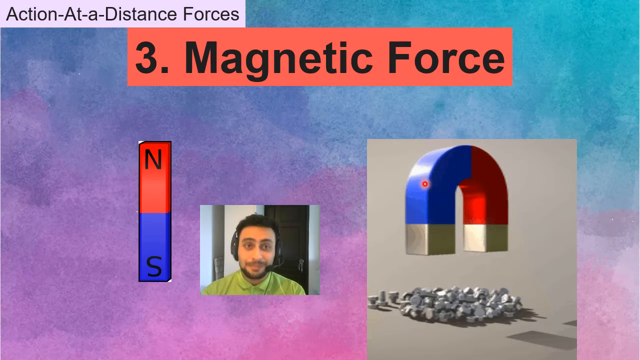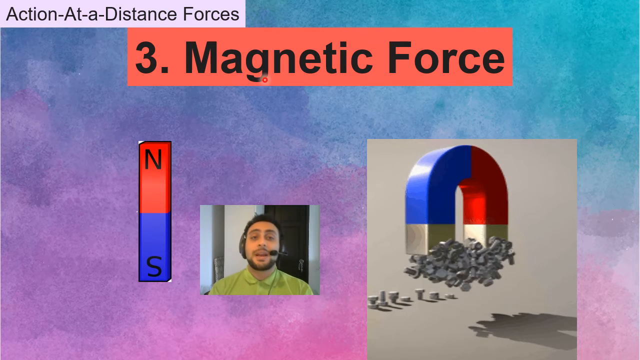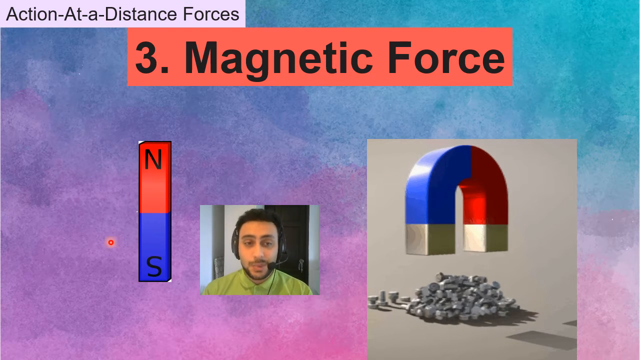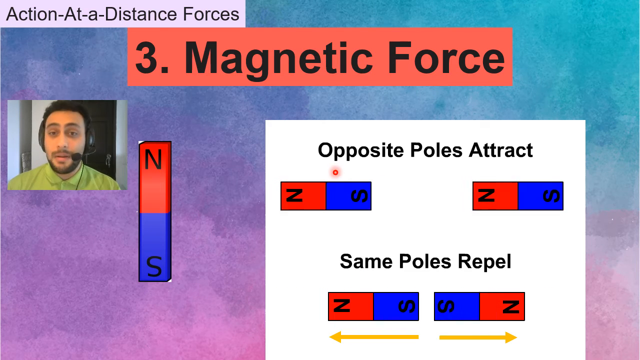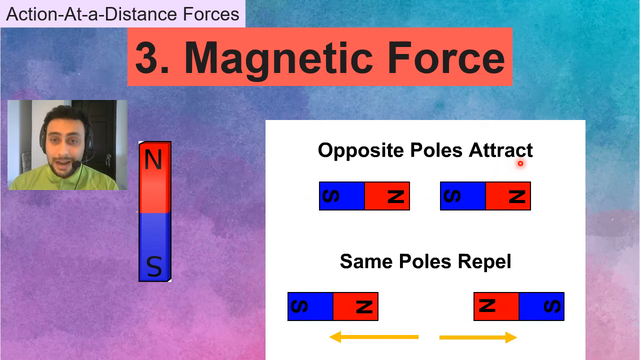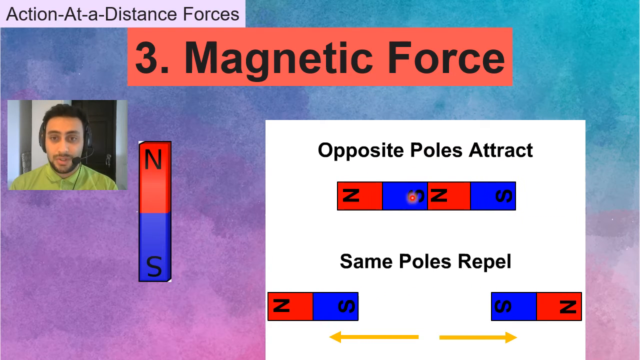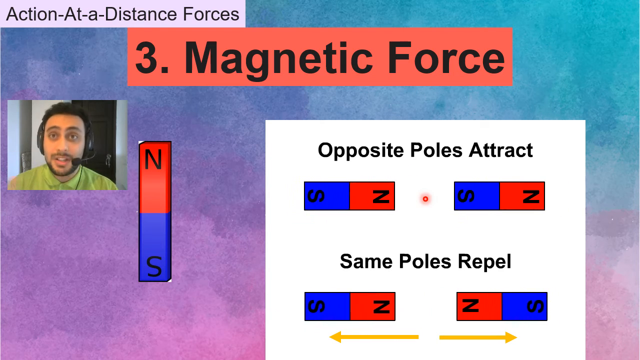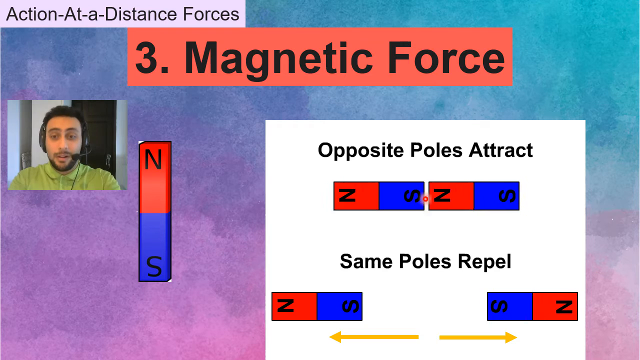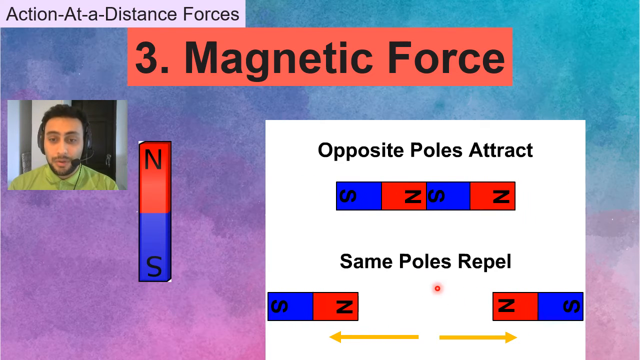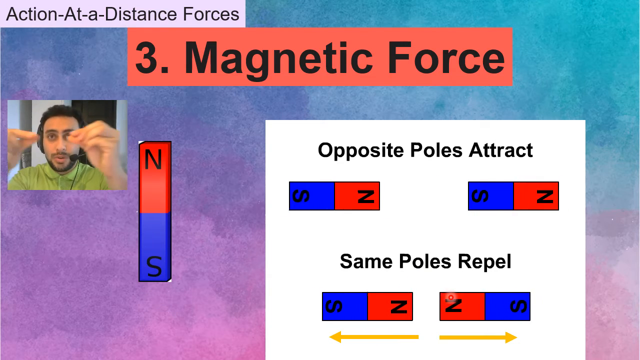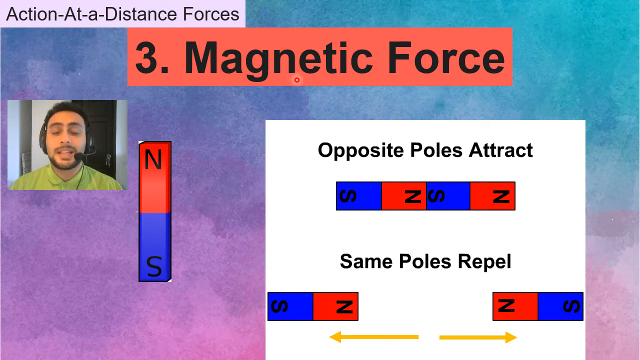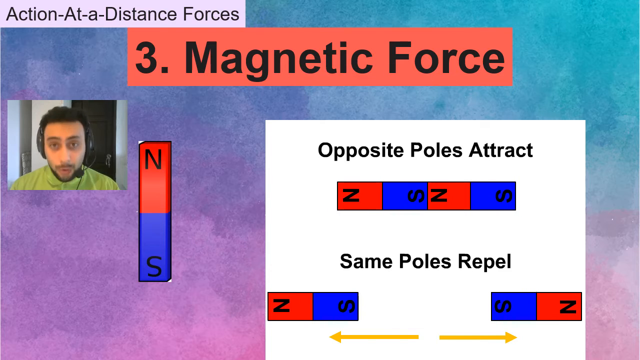It's very cool. Now, number 3 is magnetic force. It's the force of magnets, like this one, like this one. Now, as you remember, magnets attract the opposite poles, so south and north, north and south. But they don't always attract. They also repel. When you put north and north or south and south close together, boom, they repel each other. And this is because of magnetic force.